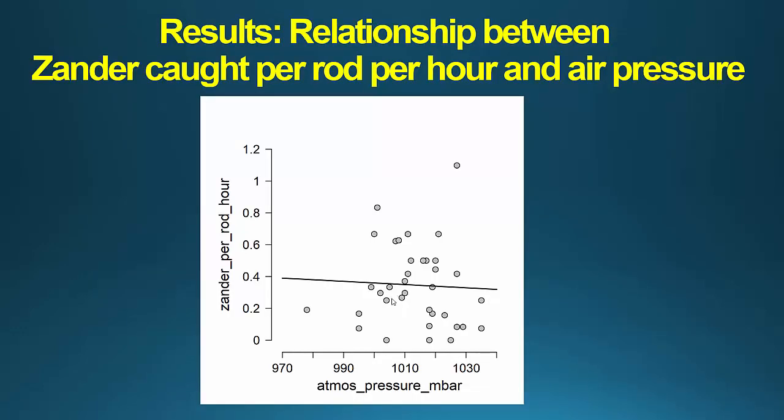And just to show graphically the relationship between the number of Zander caught per rod per hour and the atmospheric pressure in millibars, there's no relationship. It draws a line of best fit, but there's no relationship at all. The data are a sort of cloud. The correlation was close to 0, as we've seen. It's actually slightly negative.